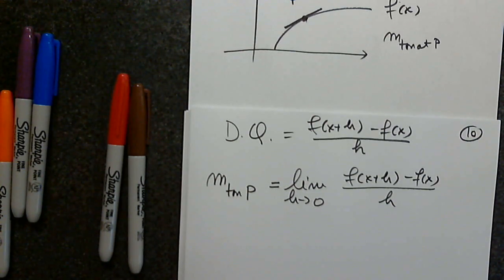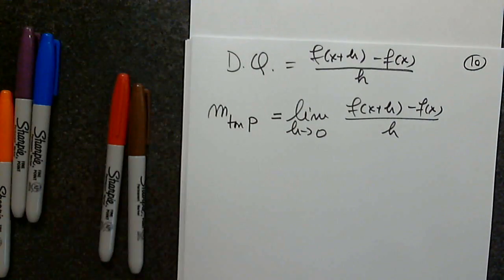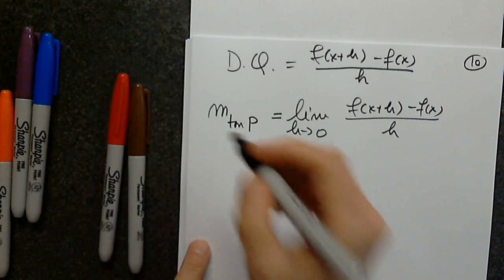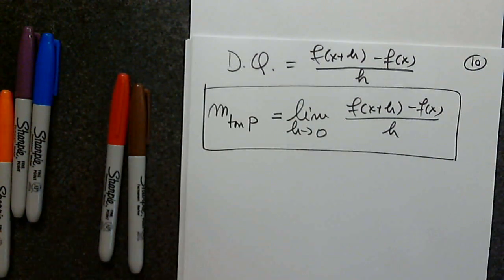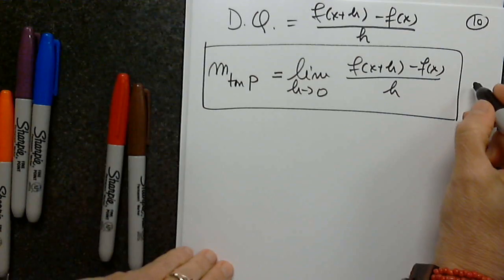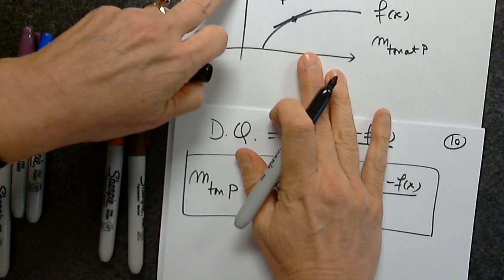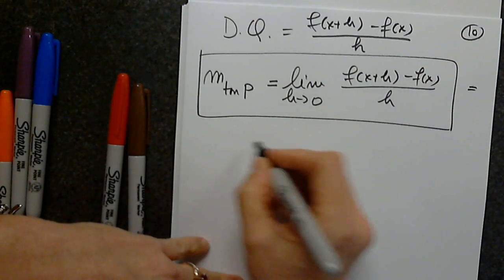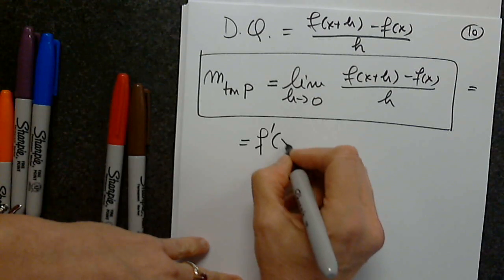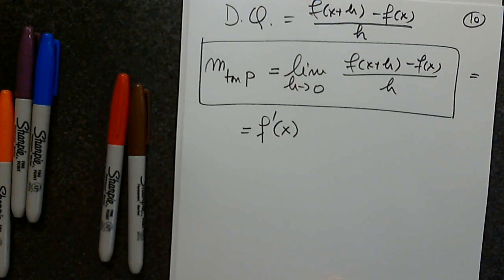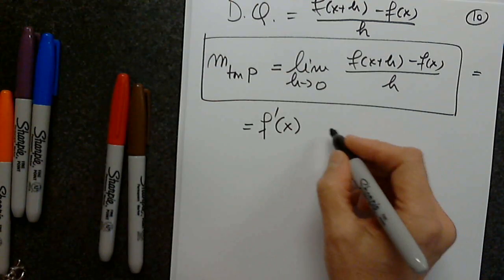So this is the slope of the tangent line to the graph of function f of x at P. This is it. Now, this is one way, and the notation for this in section 2.8 will be f prime of x. So let's write what f prime of x represents.